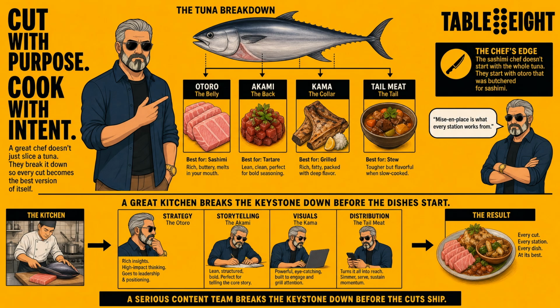The sashimi chef does not start with the whole tuna in front of them. They start with otoro that was butchered for sashimi. The mise en place is what every station works from. A great kitchen breaks the keystone down before the dishes start. A serious content team breaks the keystone down before the cuts ship.